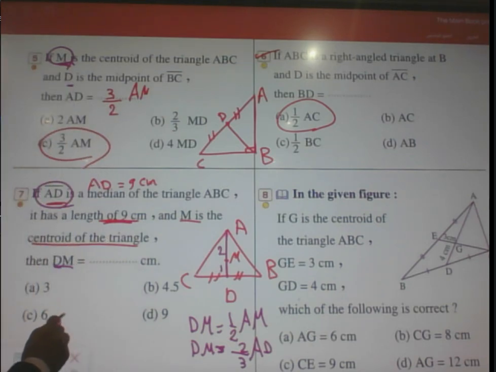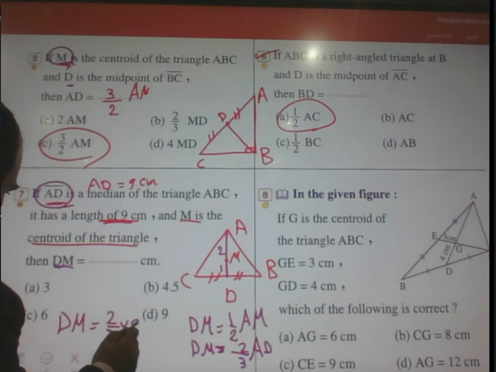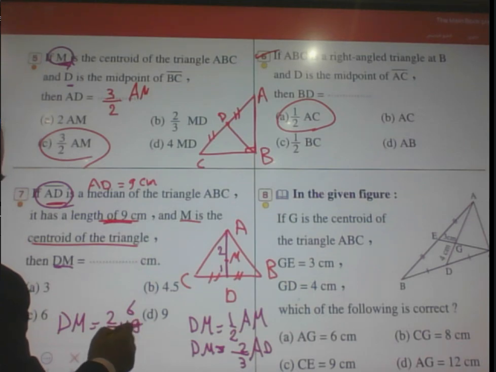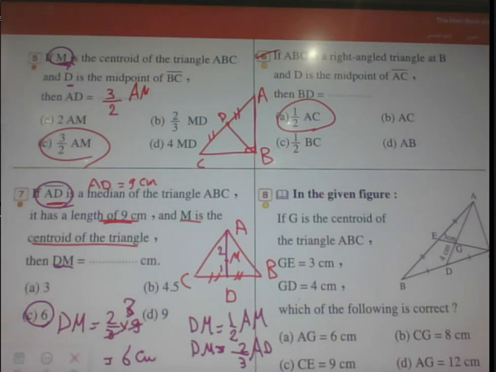Then DM equals 2 over 3 multiplied by 9. 9 divided by 3 equals 3. 3 times 2 equals 6 centimeters. And the length here will be 6 centimeters, about DM.